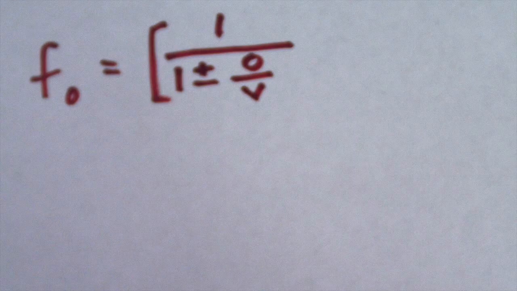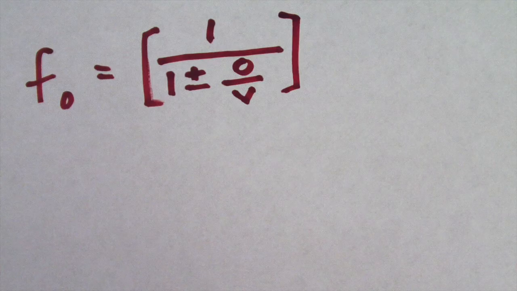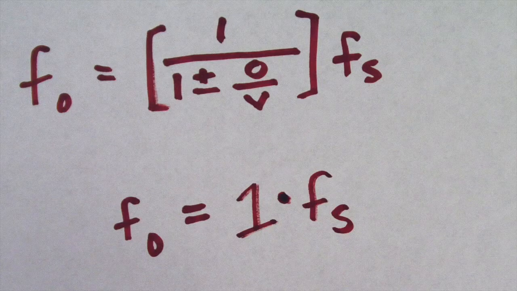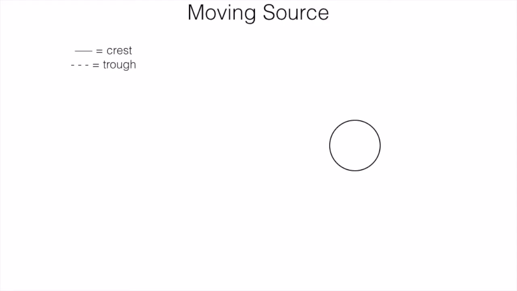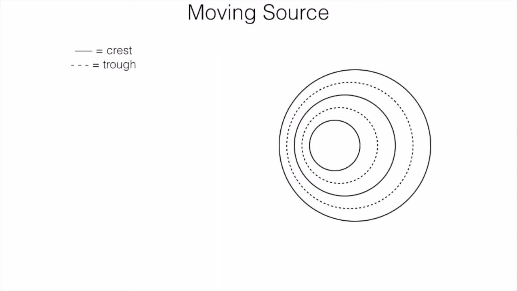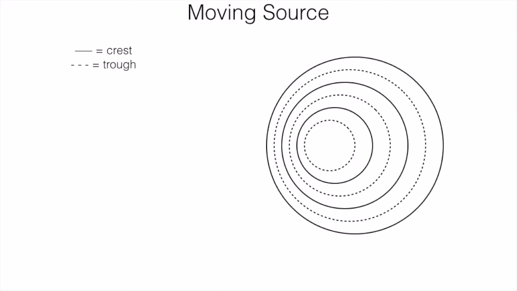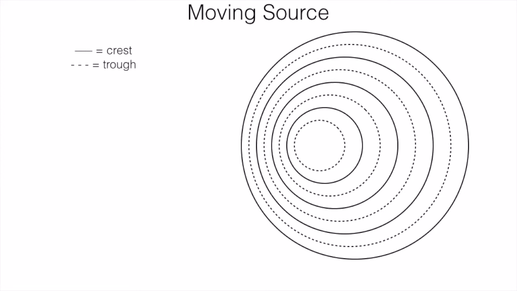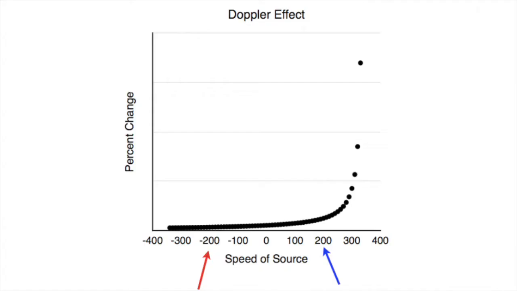For the source of sound that is at rest, given a velocity of 0, the observed frequency of sound waves is simply 1 times the actual frequency of the source. Things become more interesting when a source of sound is moving. Notice how on the left the wavelength decreases while on the right it increases. This causes a change in pitch for the observer.